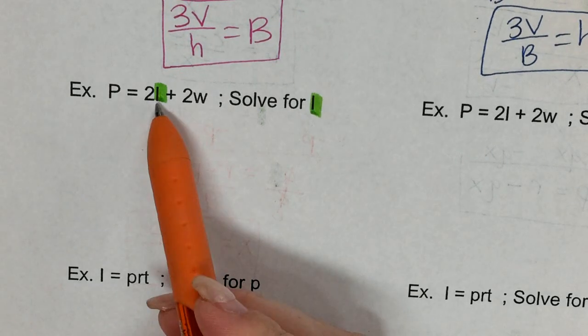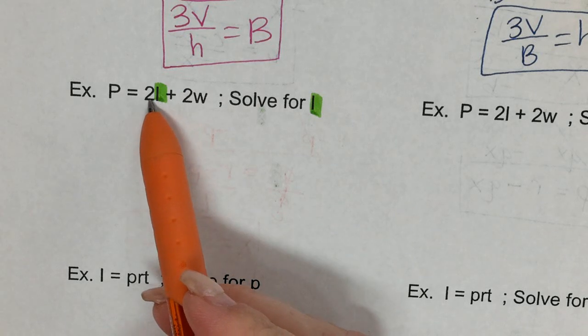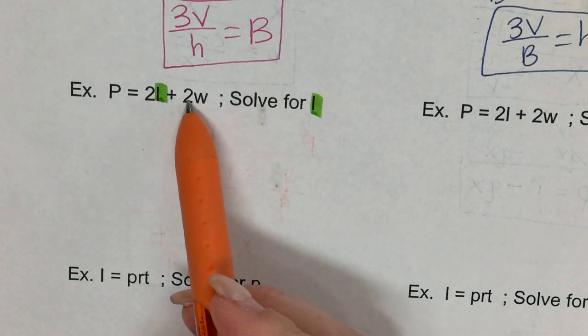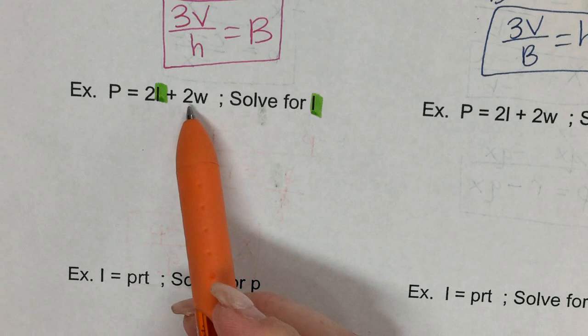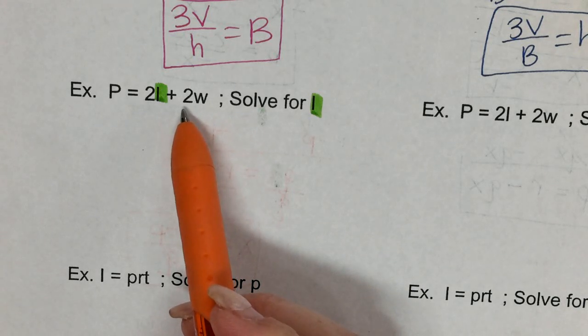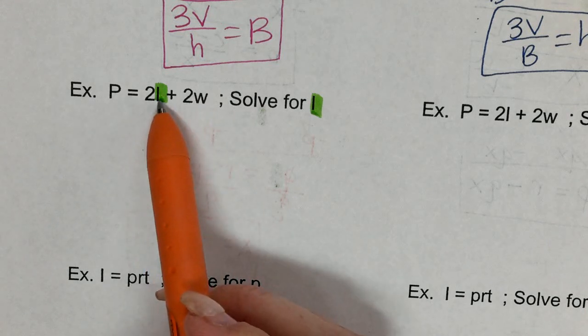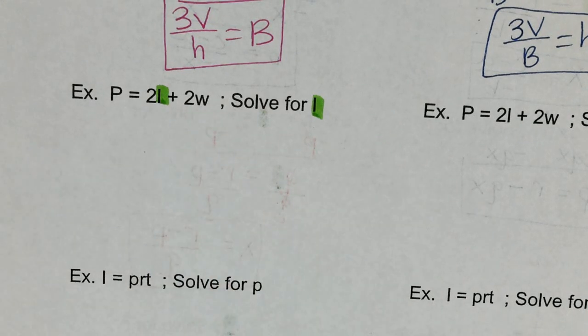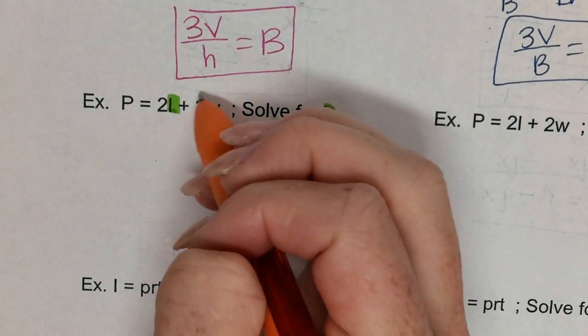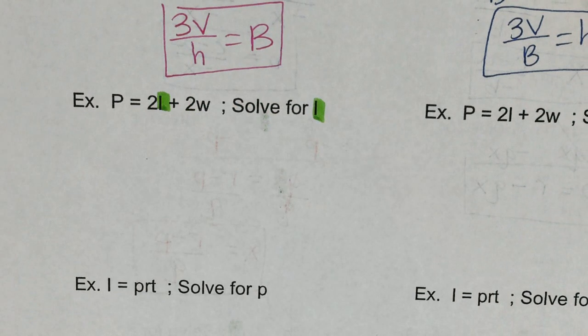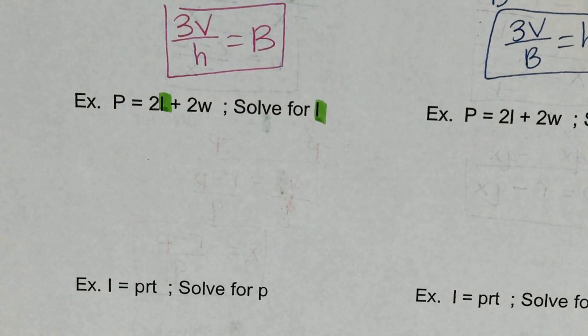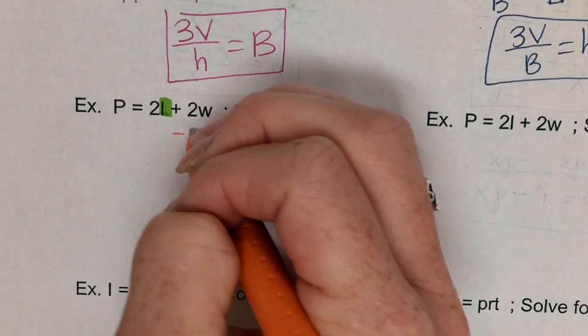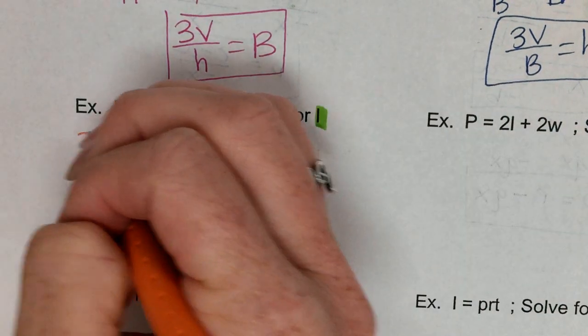Okay, if I want to get the L by itself, I need to get rid of this 2 and this 2W. Which one's going to have to go first? The 2W. Why not this one? This is the coefficient to what we're getting by itself. The coefficient always goes last of what you're getting rid of, okay? All right, so I want to get rid of this 2W. How do I get rid of and zero out an entire 2W? Minus 2W. Whatever I do to the right, I got to do to the left.